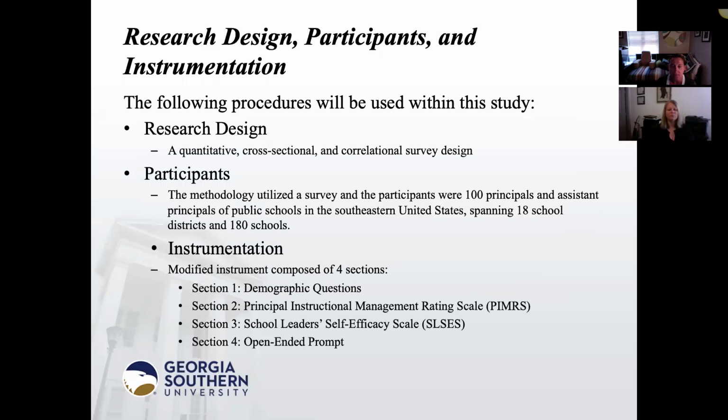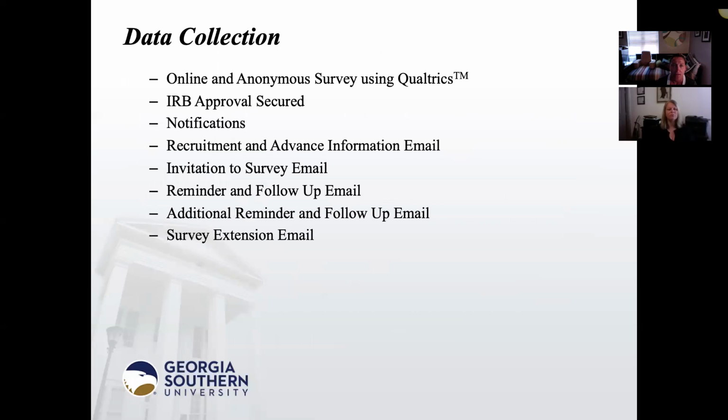We had a survey instrument. We modified the instrument to be composed of 4 sections. We had demographic questions. We used the Principal Instructional Management Rating Scale, the School Leadership Self-Efficacy Scale, and we had open-ended prompts to ascertain anything that was not on the survey that principals or assistant principals thought were important to include.